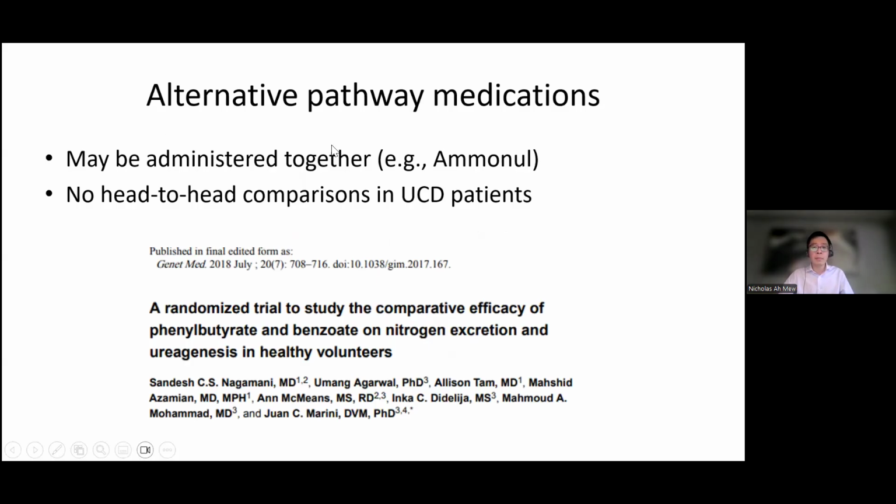As shared, these medications may be administered together, and at least in the United States, in the IV form called Ammonul, but you can certainly give them orally or enterally together as well. There are no direct head-to-head comparisons of these two compounds in UCD patients, but I will point you to this study of phenylbutyrate and benzoate that was performed in healthy adult volunteers.